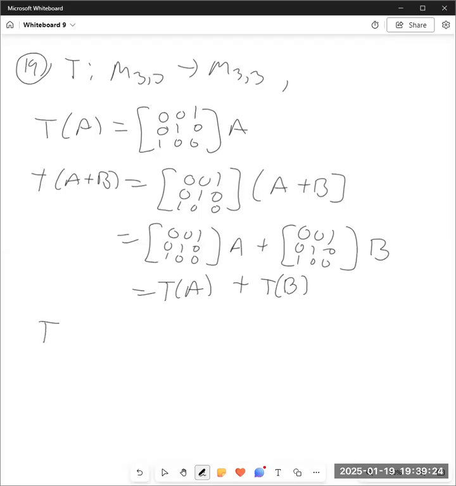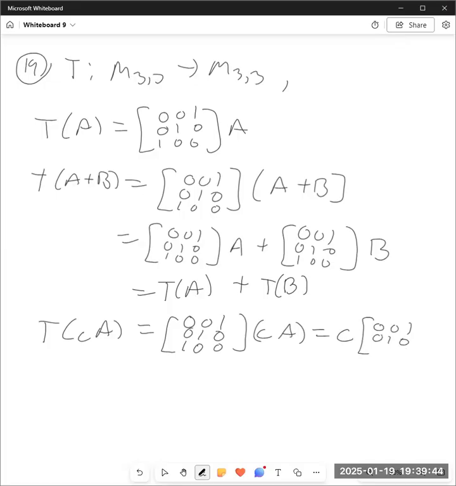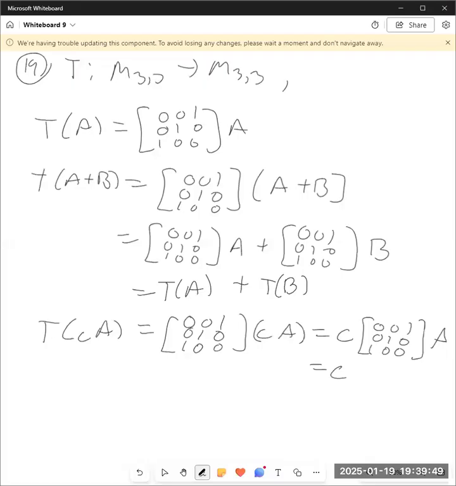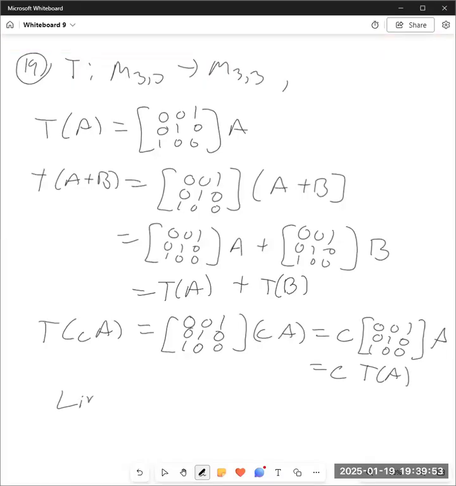We want T of CA to be equal to [0, 0, 1; 0, 1, 0; 1, 0, 0] times CA, which is equal to C times [0, 0, 1; 0, 1, 0; 1, 0, 0] A, which is equal to C times T of A. So yes, this is a linear transformation.